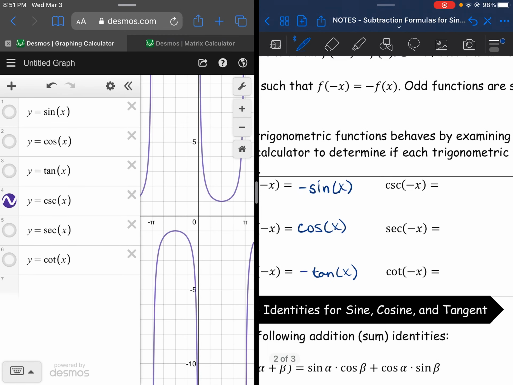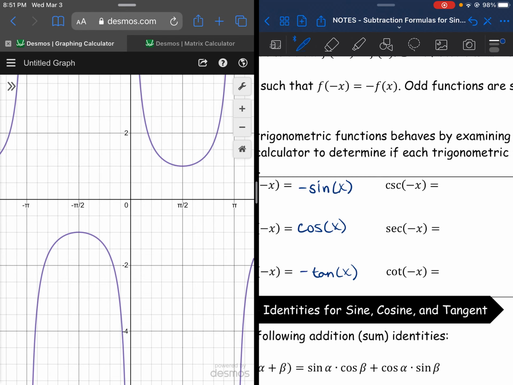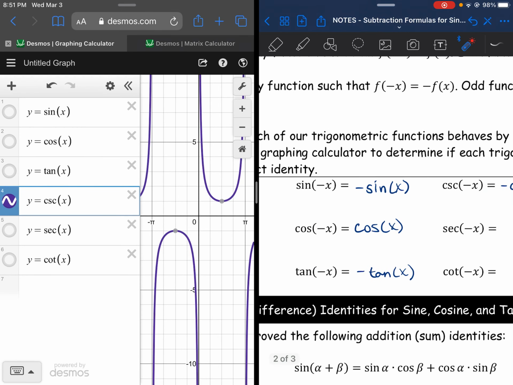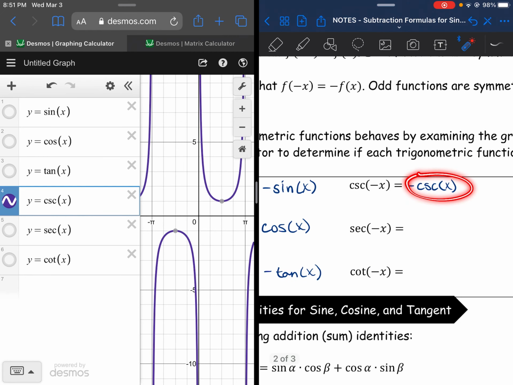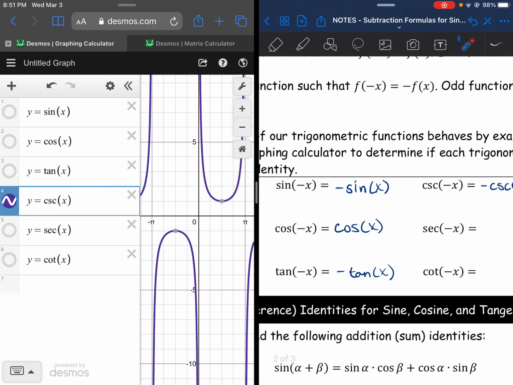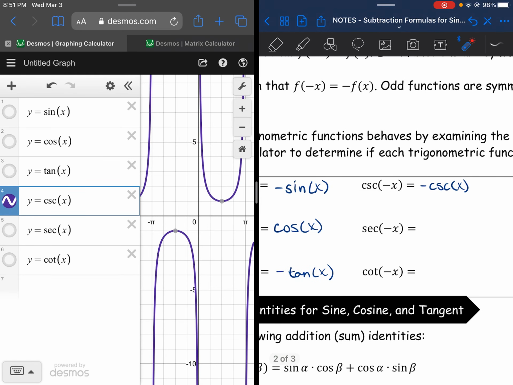Moving on to the cosecant. Well, the cosecant, much like sine and tangent, again is going to have origin symmetry, not y-axis symmetry, meaning that cosecant of negative x will be negative cosecant of x. And this, by the way, should not be a surprise, because we know that sine and cosecant are reciprocals of each other. And if they're reciprocals of each other, they're going to behave the same way. If sine's an odd function, because cosecant's its reciprocal, we should expect that cosecant is also going to be an odd function.